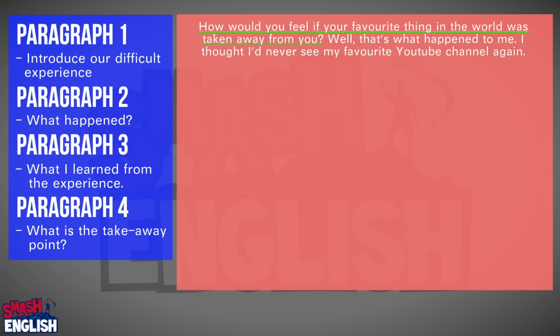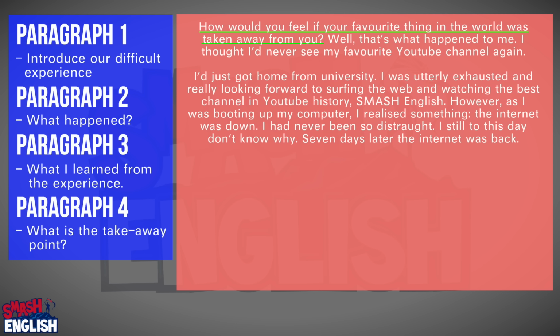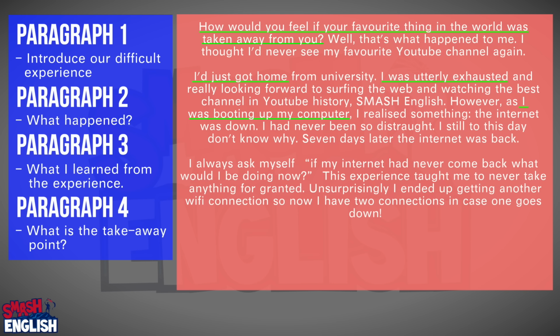So, I have done this with a second conditional interrogative. In the next paragraph, I must describe what happened, so I need to tell a little story. That means narrative tenses. Here I have used the past simple, the past continuous, and the past perfect. Next, I need to say what I learned from the experience. Well, I learned to value what I have. So let's imagine how I would be now if my internet had not come back. That's a mixed conditional. Wow, impressive.